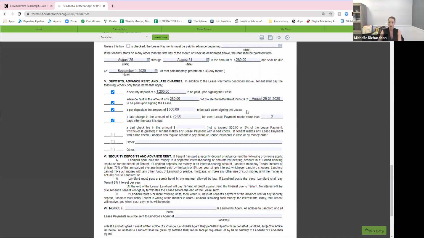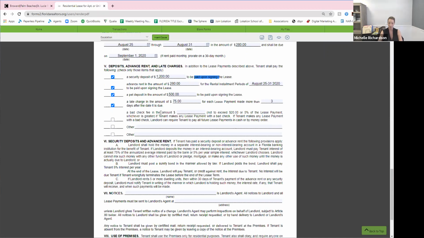So just notice that everything here says upon the signing of the lease for security deposits, advanced rents, and pet deposits. So just be very cautious of coordinating that along with the contract to lease to make sure that you are fully aware and educating your customers.